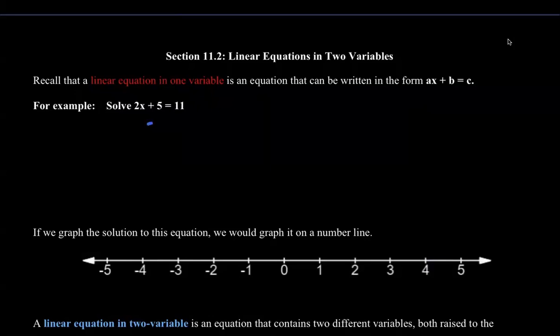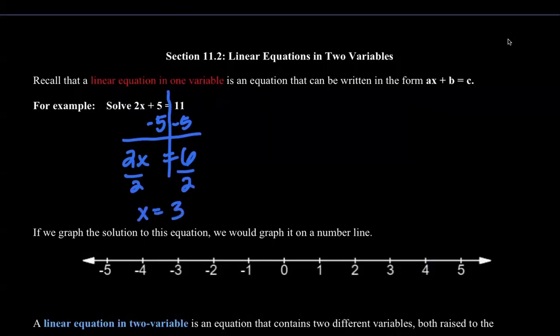So if we solved this equation, remember that equal sign divides it into two expressions. We would subtract 5 from each side and get 2x equals 11 minus 5, which is 6. Then we would divide by 2 and get x equals 3. If we plot that, it's an x value of 3. This would be like saying we have the x-axis. So if we graph that solution, we would graph it on a number line, and it would look like that.